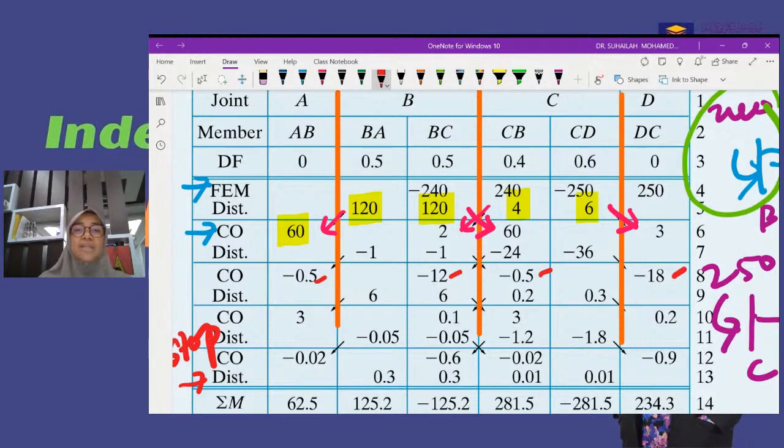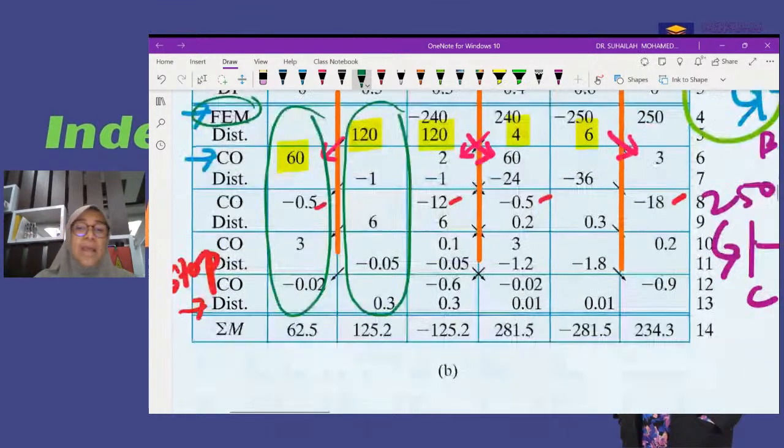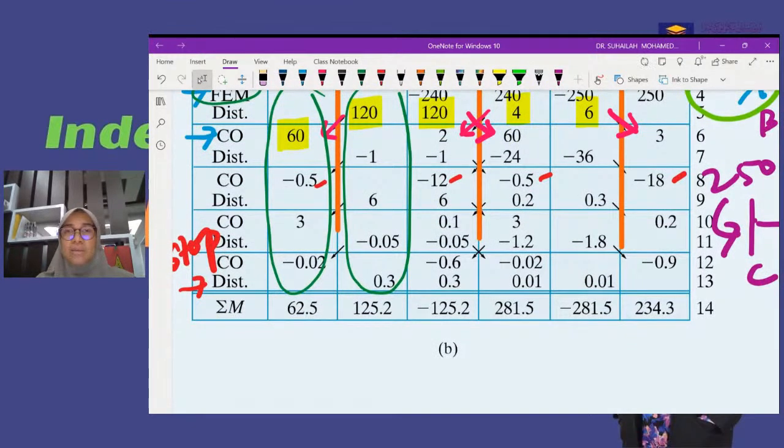After that we will total all the moments, starting from the fixed end moment, because the fixed end moment is the first member end moment in the table. So we have to add all these values until the end. And lastly, after we sum all the values, we get MAB.